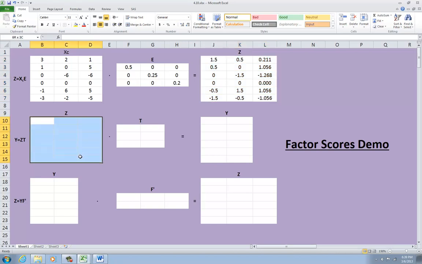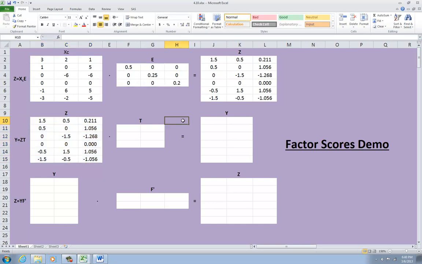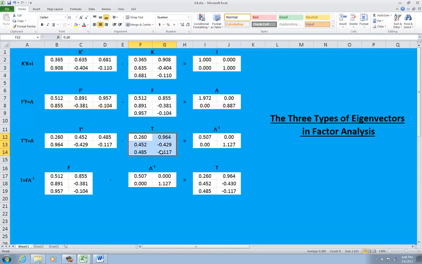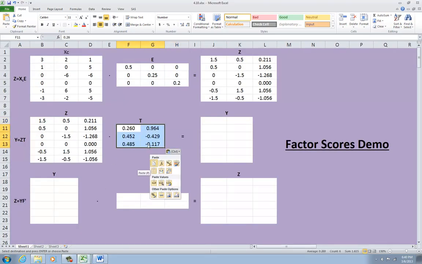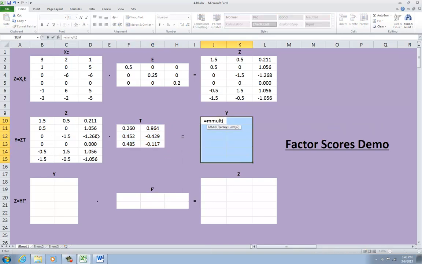So what I'm going to do here is, because I did matrix multiplication for Z, I can't just copy and paste that, so I'm just going to do matrix multiplication again here to get the values. And for T, we actually did this in the last video, video 4.9. I'm just going to copy those values and paste it in here. And remember, T is just a transformation matrix. So let's calculate Y through matrix multiplication, Z times T. And those are the values that we get for Y, which are latent variable scores, also known as our factor scores.